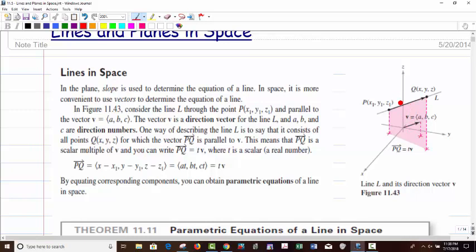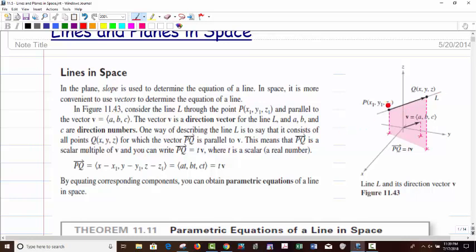So if we use the form to write this as a vector, x, y, z are arbitrary values of x, y, and z. This x1, y1, z1 is a fixed point. So you take x minus x1, y minus y1, and z minus z1. That would be equal to the vector ABC.